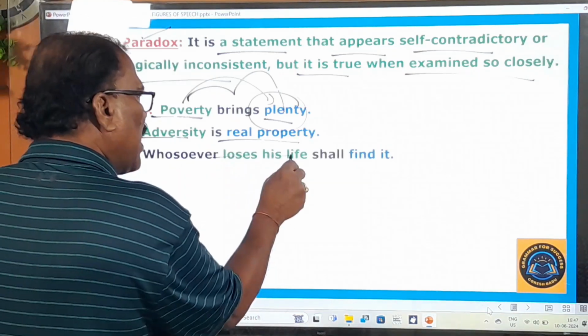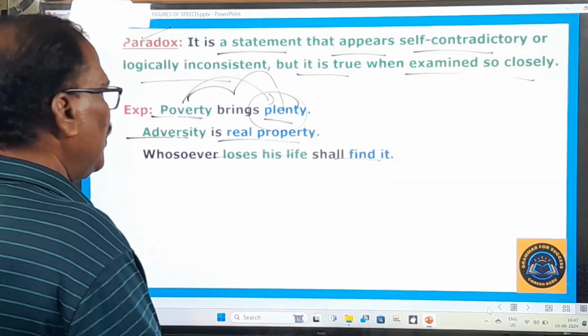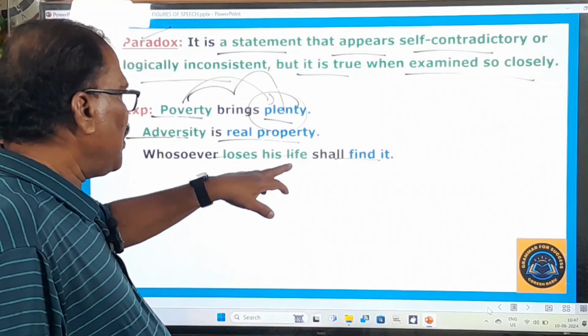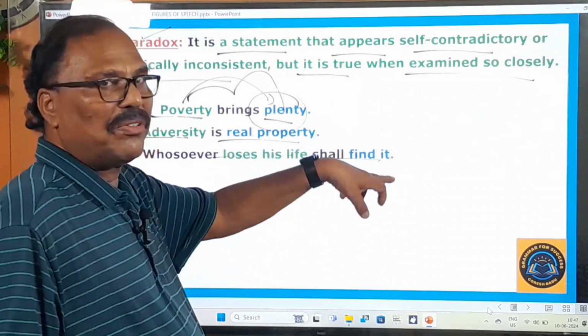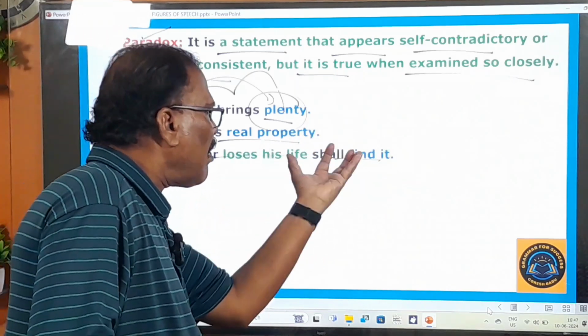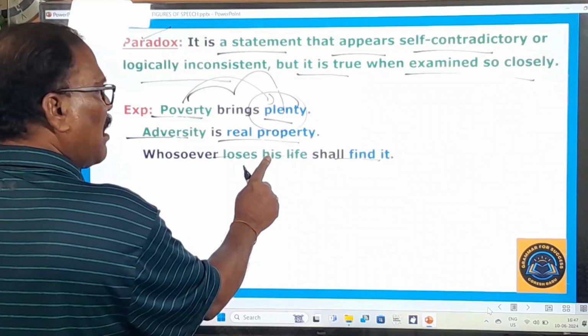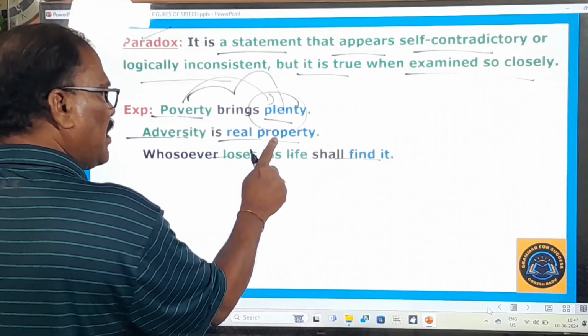Whosoever loses his life shall find it. తన జీవితాన్ని ఎవడైతే పోగొట్టుకుంటాడో వాడు దాన్ని కనుగొంటాడు. So here it's quite contradictory, but if you observe it very closely, you find some meaning in that. You find that it is true.